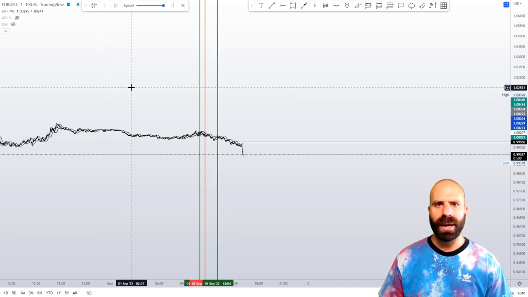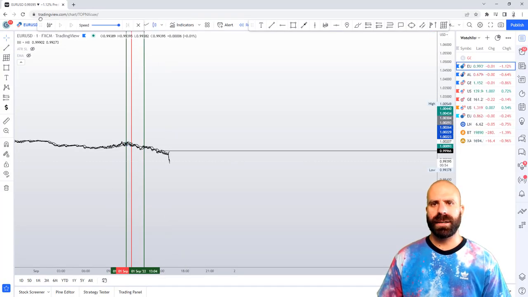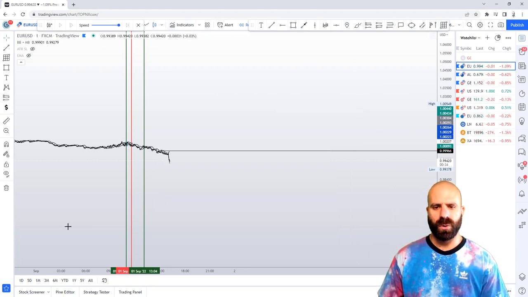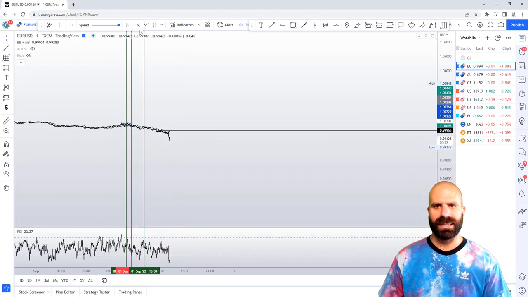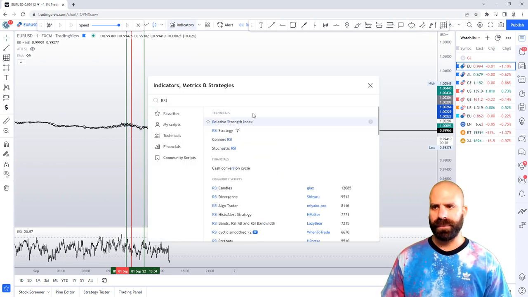So in order to add exactly what I have right here, you can go to your indicators and then choose this one, Bollinger Band plus mid band using EMA from this gentleman right here, or this lady right here, or whoever it is. And furthermore, we want to add the relative strength index, or otherwise called the RSI.